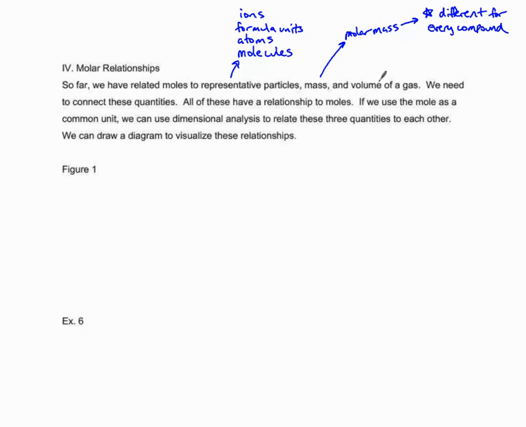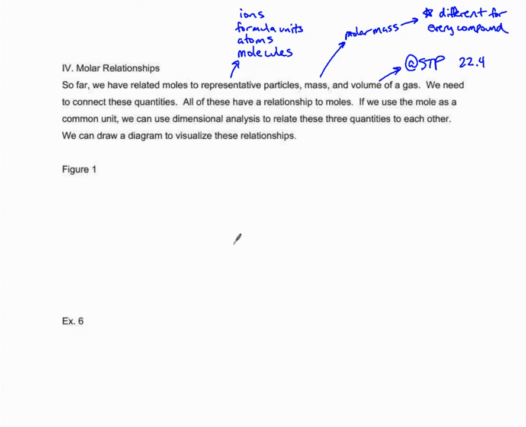And then the volume of a gas, which is specifically at our conditions of STP, and it was 22.4 liters. So these are our three basic quantities that all relate back to moles. In order to simplify this, we're going to draw a picture here. It's what I call figure 1. This is a diagram that shows up in every Chemistry 1 textbook that I've ever seen. So we're going to draw the diagram to show how all of these quantities are related.